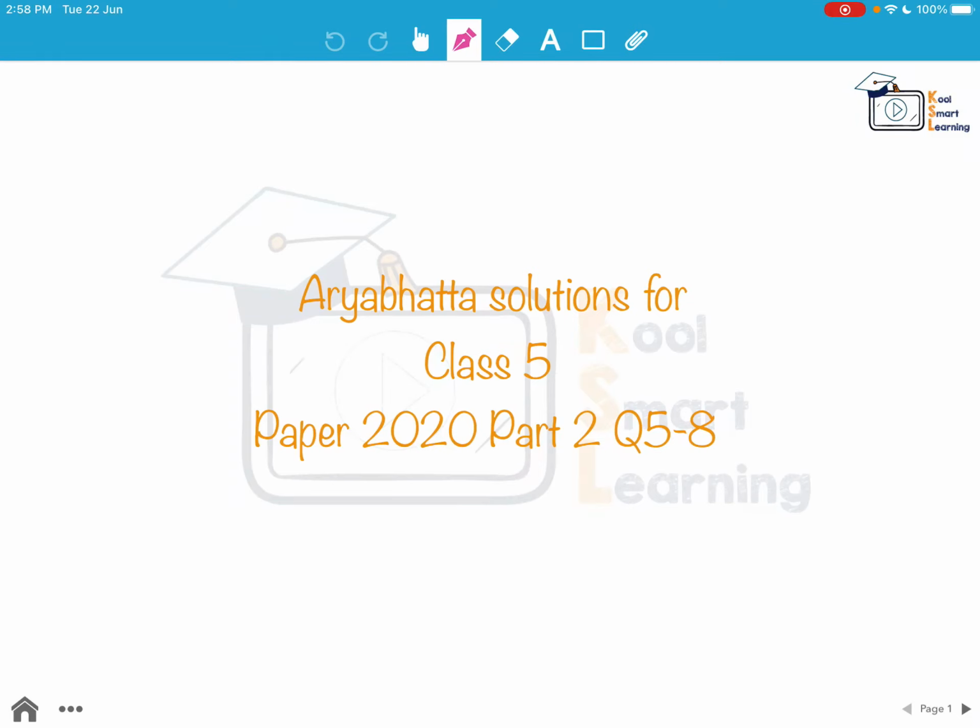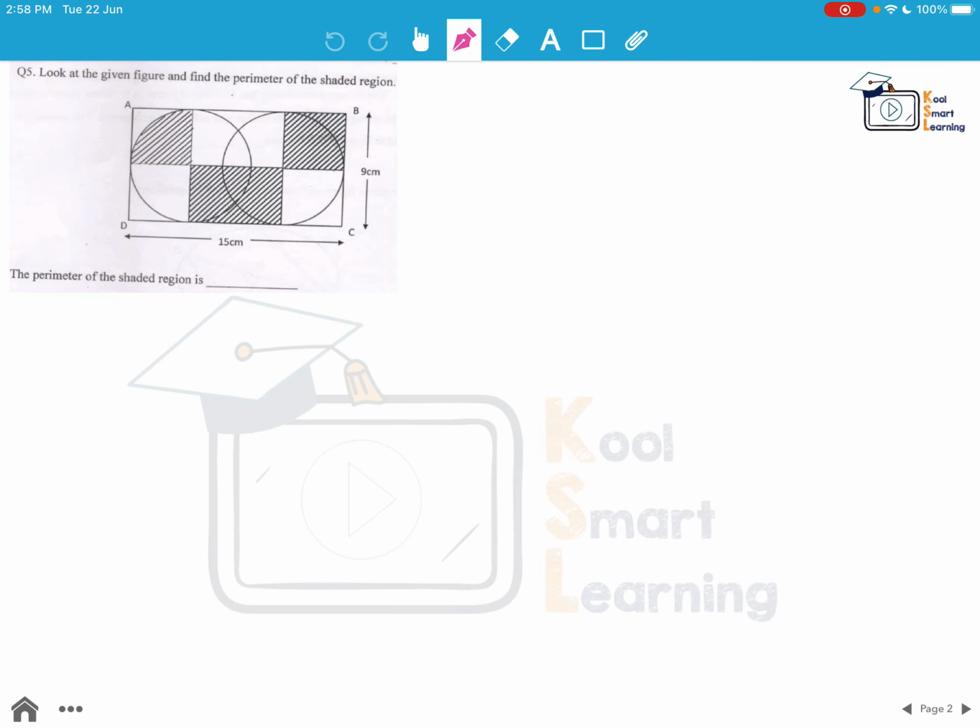Hello friends, in this session we are going to take up questions 5 to 8 of the Class 5 Aryabhatta paper 2020 part 2. So let's look at this question. Look at the given figure and find the perimeter of the shaded region. So what we have to do is find the perimeter of this shaded region.